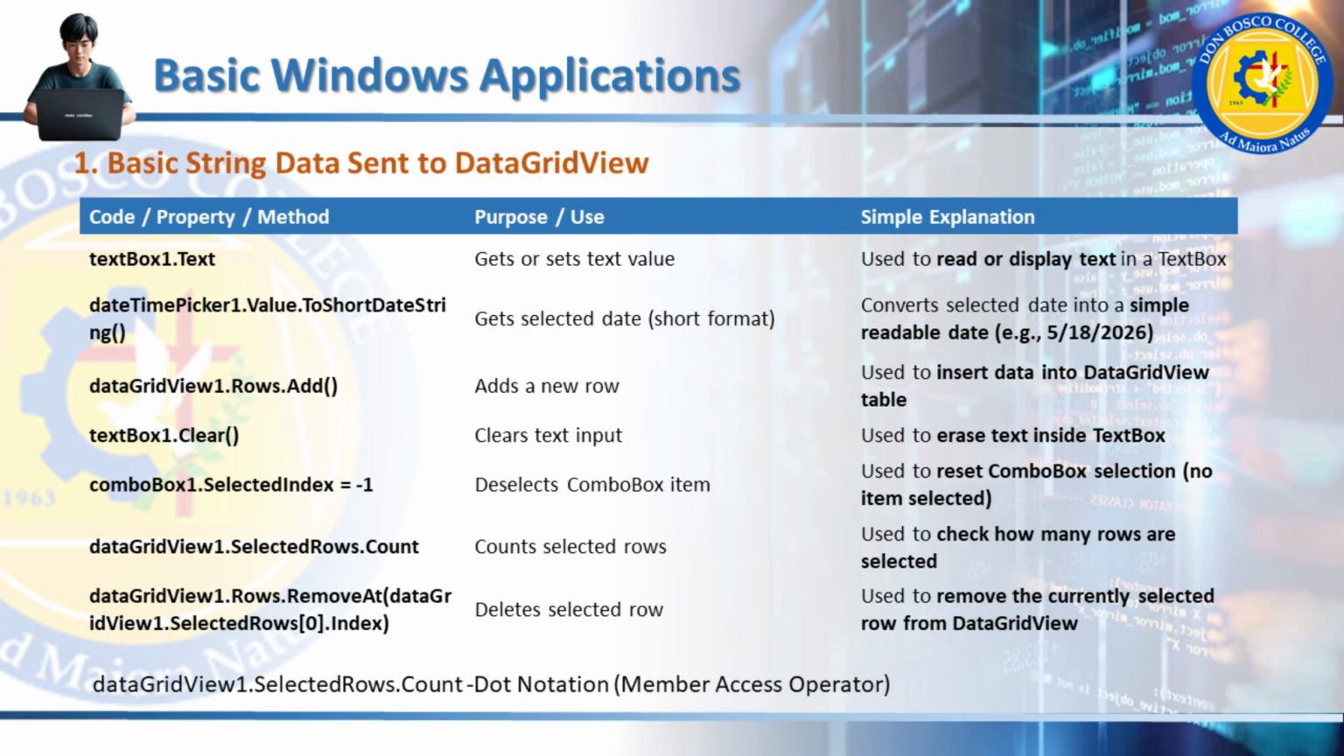TextBox1.Text gets or sets the text value. DateTimePicker1.Value.ToShortDateString gets the selected date in short format. DataGridView1.Rows.Add adds a new row. TextBox1.Clear clears the text input. ComboBox1.SelectedIndex = -1 deselects the combo box item. DataGridView1.SelectedRows.Count counts the selected rows, and DataGridView1.Rows.Remove(DataGridView1.SelectedRows(0)) deletes the selected row. Index 0 refers to the first selected row.